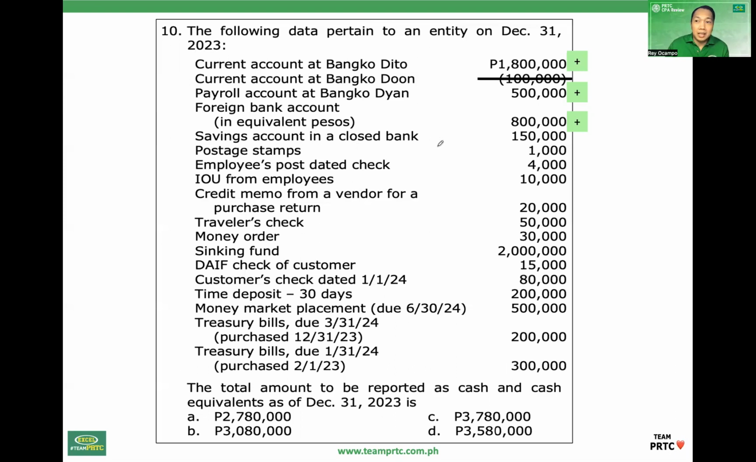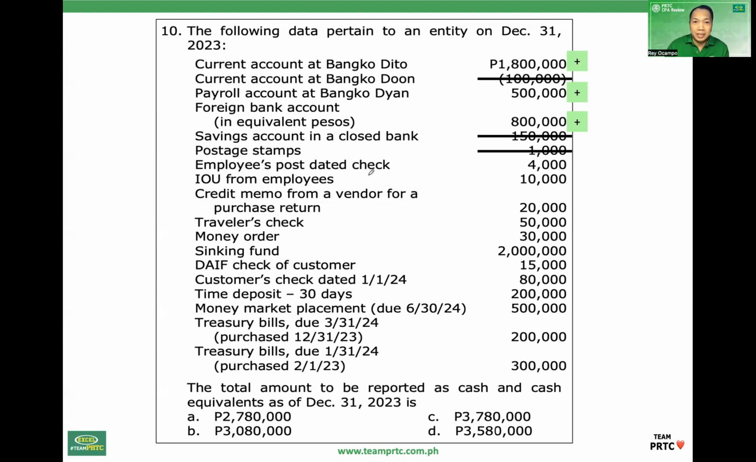Savings account in a closed bank, the bank is closed, exclude. It is no longer a demand deposit. Depending on expected recovery, it could be other current assets or other non-current assets. What if silent? When silent, other non-current assets. Postage stamps, exclude. Supplies or other current assets.